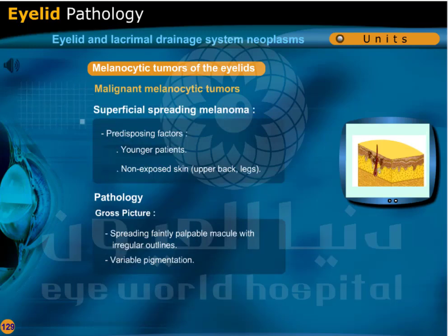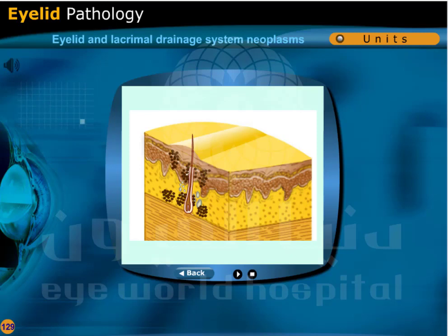Superficial spreading melanoma. It affects younger patients in the non-exposed skin areas, upper back and legs. It appears as a spreading, faintly palpable macule with irregular outlines, and there is variable pigmentation.